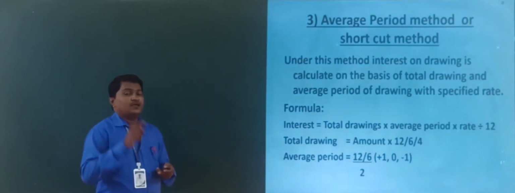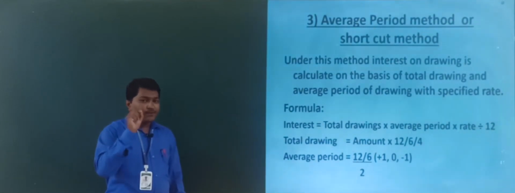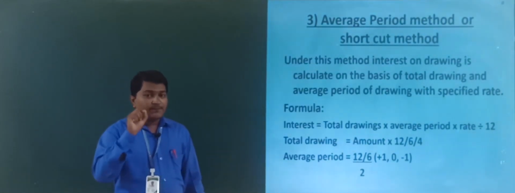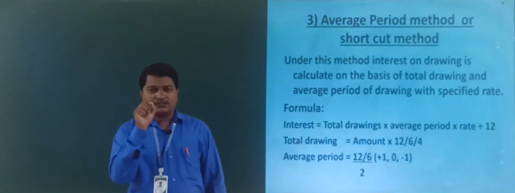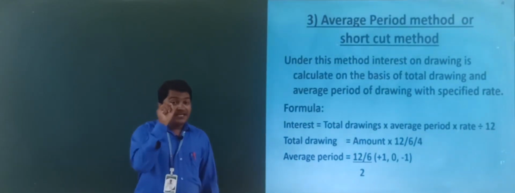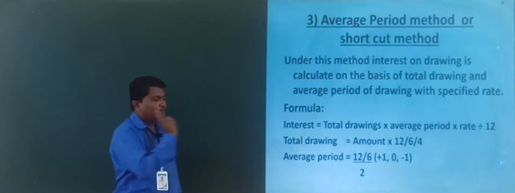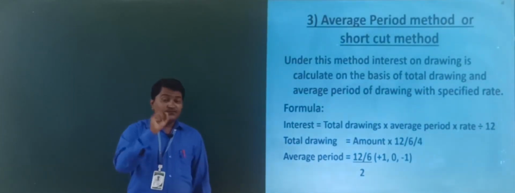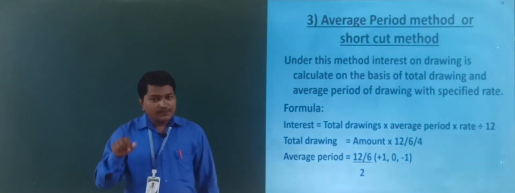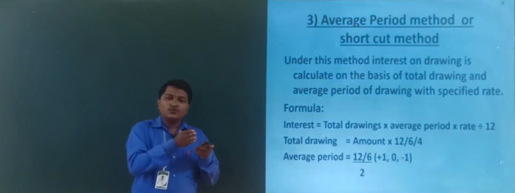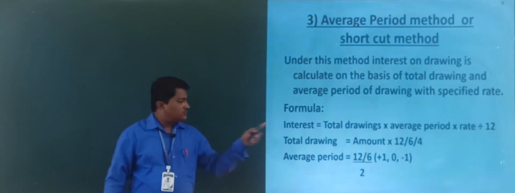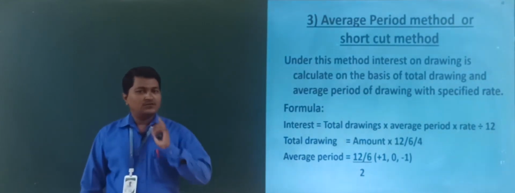So here, suppose a partner withdrew the amount at the beginning of the month, so please concentrate, beginning of the month, then you plus 1. If he withdrew in the middle of the month, then plus 0. If he withdrew at the end of the month, then minus 1.